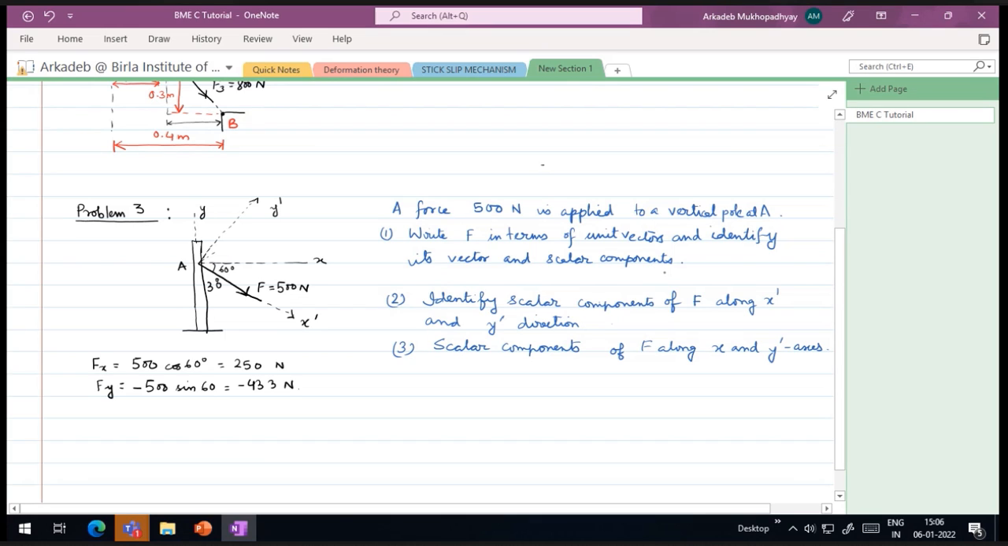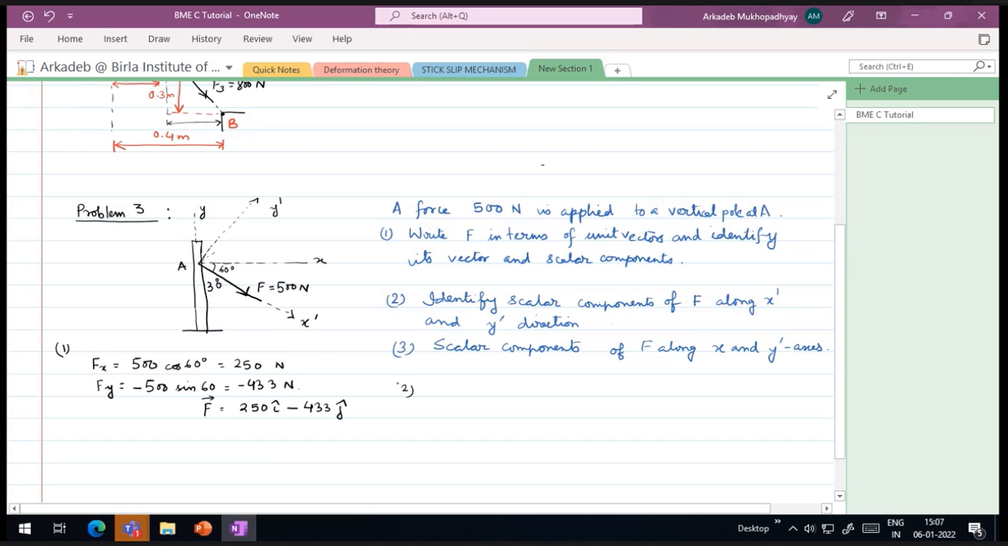Now, how can we write it in the form of vector? By using i and j. So f will be equal to 250 i cap minus 433 j cap Newton. This is for part 1.